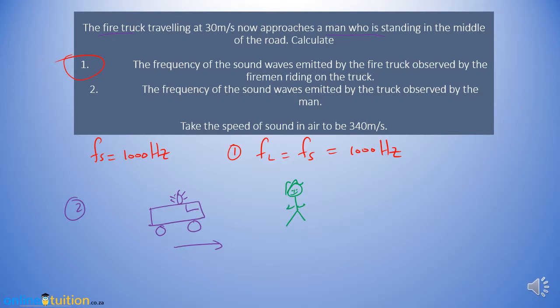As the truck approaches the stationary man on the road there, the distance between the truck and the man is decreasing. So what do you think is going to happen to the sound waves as the truck approaches the man? Think of the word bunch. The sound waves bunch up. And if the sound waves bunch up, will the frequency as perceived by the man increase or decrease? Would it be a he or would it be a ho signal as the truck approaches the man?